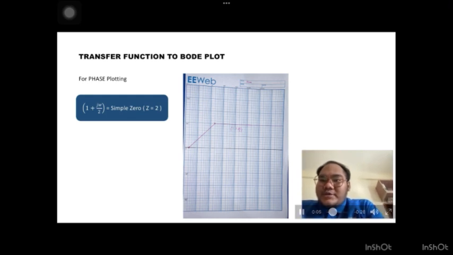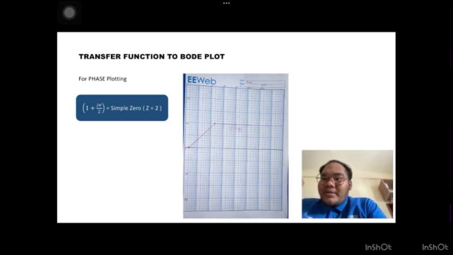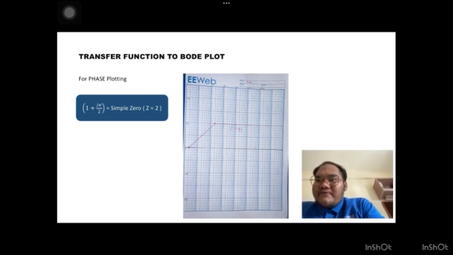So from the equation 1 plus j omega over 2, first we plot at 0.2, then a decade for that is 20. From there we stretch our straight line, and that results in our phase plotting for 1 plus j omega over 2.